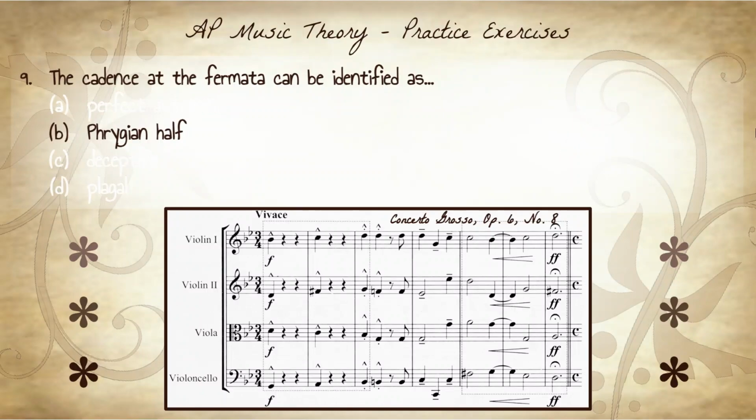The correct answer is B. The cadence is a Phrygian half cadence. Once you have identified the progression as a first inversion subdominant to a dominant, it is a no-brainer. Orally, the cue is the bass line descending by step from above to the dominant.